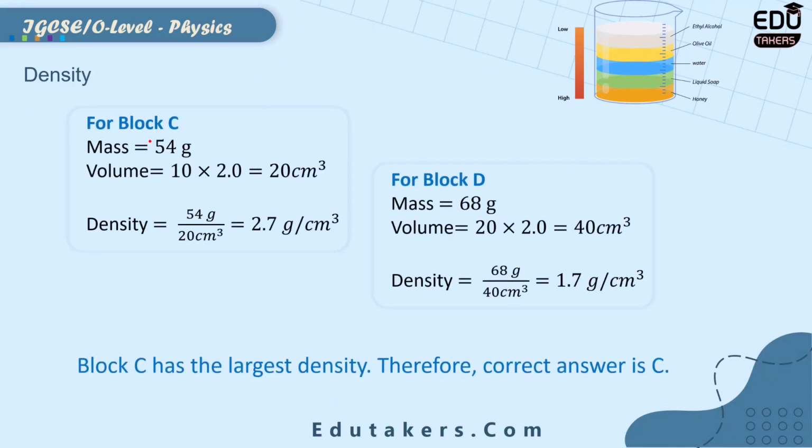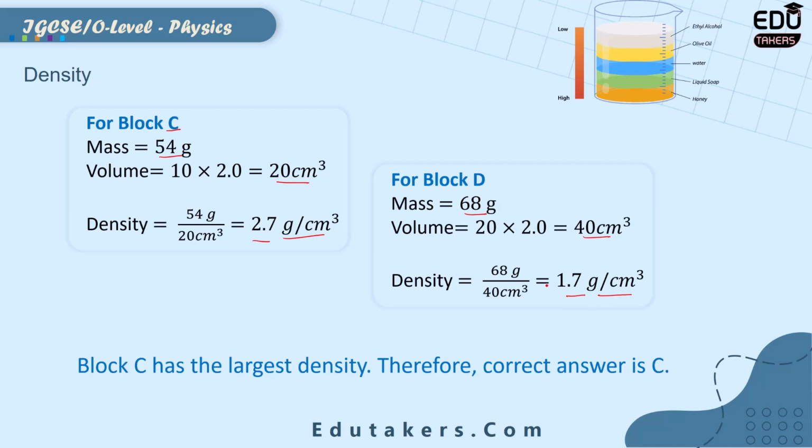Next, find out the density for the block C. The mass is 54 gram and the volume is obtained by multiplying the area with the length, which is 10 times 2.0, equal to 20 cubic centimeter. Use those values of the mass and volume, you get the density that comes to be 2.7 gram per cubic centimeter. For the block D, the mass is given, which is 68 gram, and the volume you get is 40 cubic centimeter. Use the formula of the density, you get the density comes to be 1.7 gram per cubic centimeter.